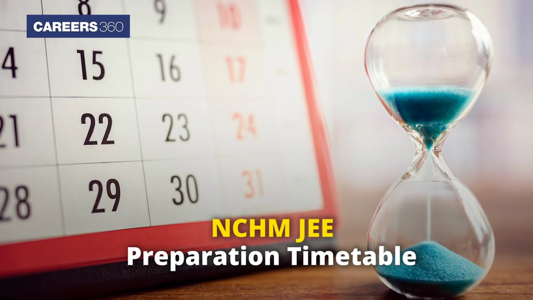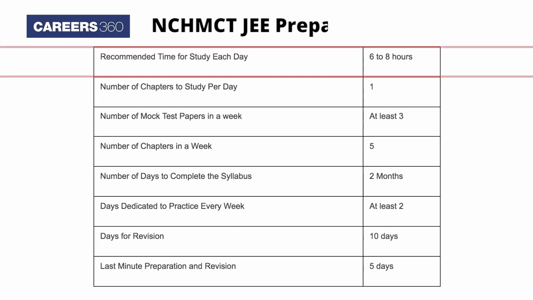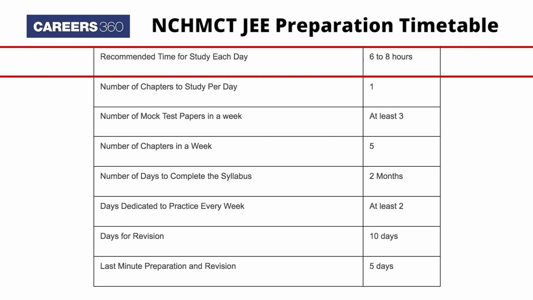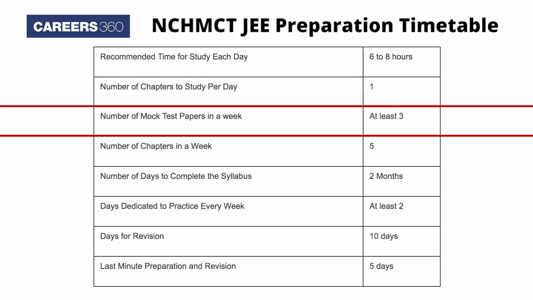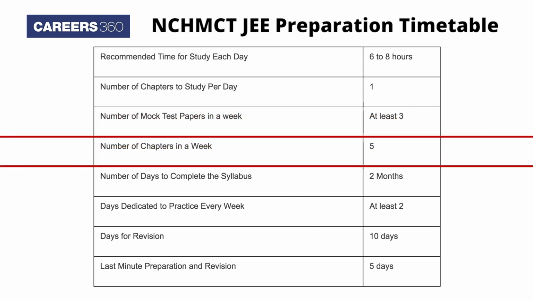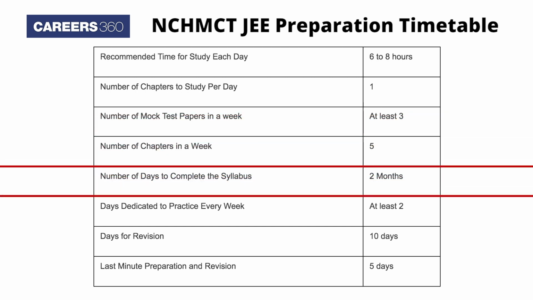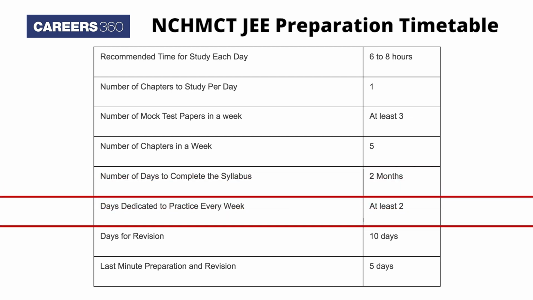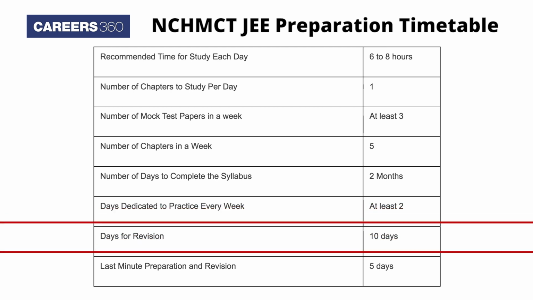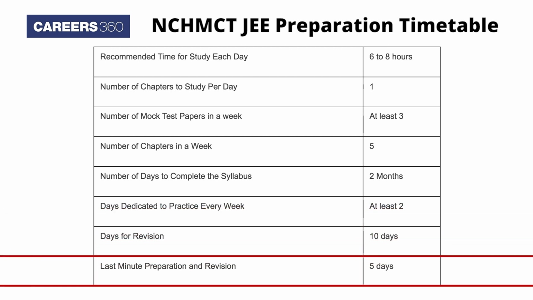NCHM JEE preparation timetable. Recommended time for study each day: 6 to 8 hours. Number of chapters to study per day: 1. Number of mock test papers in a week: at least 3. Number of chapters in a week: 5. Number of days to complete the syllabus: 2 months. Days dedicated to practice every week: at least 2. Days for revision: 10 days. Last minute preparation and revision: 5 days.